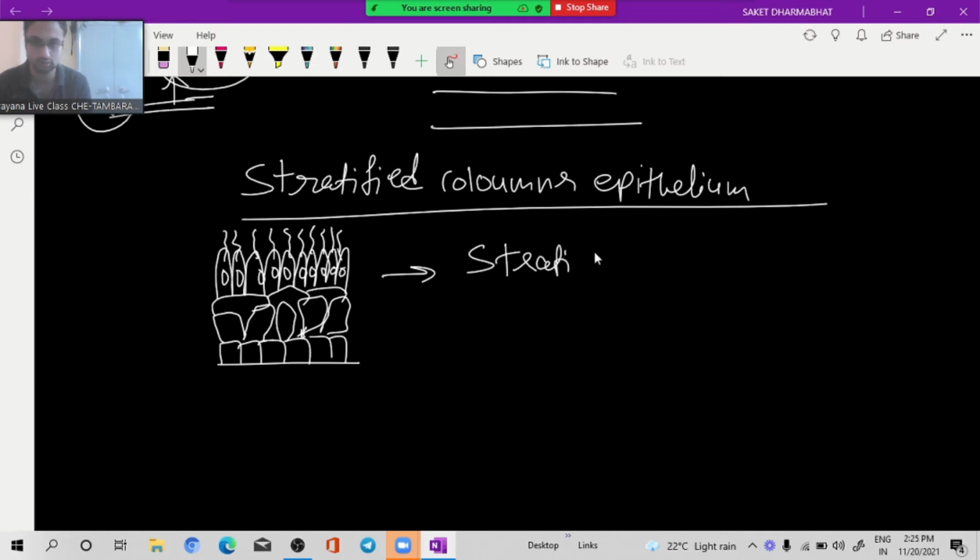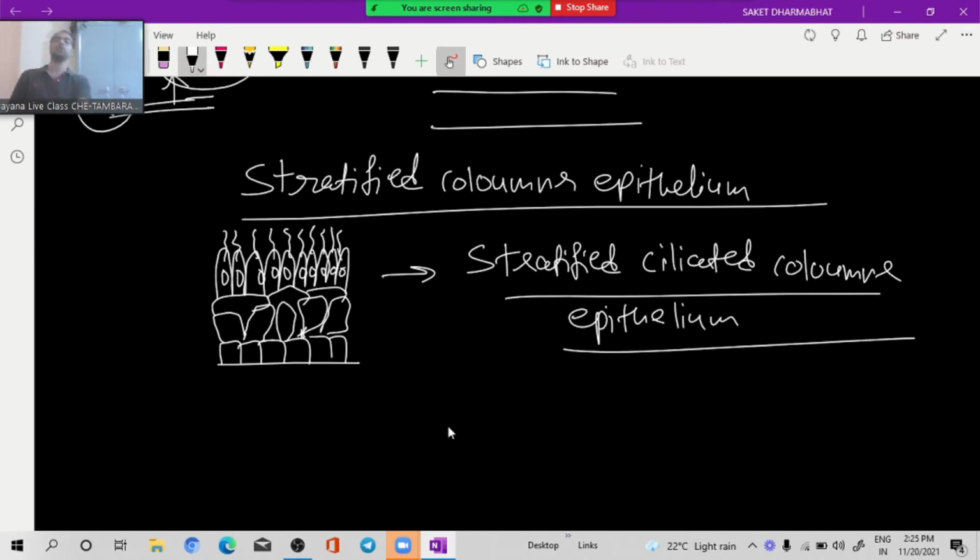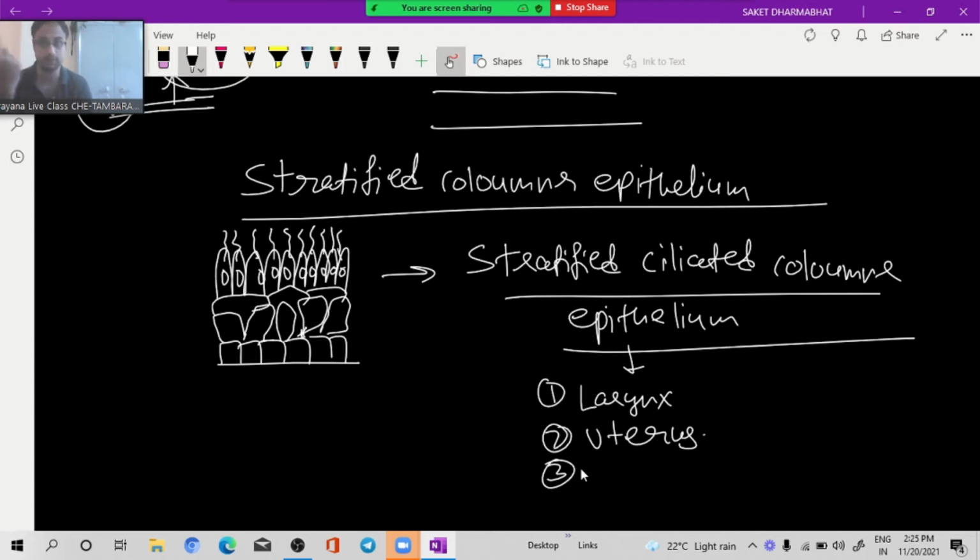Stratified ciliated columnar epithelium. Very good. Stratified ciliated columnar epithelium. Okay, where is this found? First of all, in the larynx, the sound box, the uterus of the female, and the buccopharyngeal cavity of the frog. In the frog also it is found.